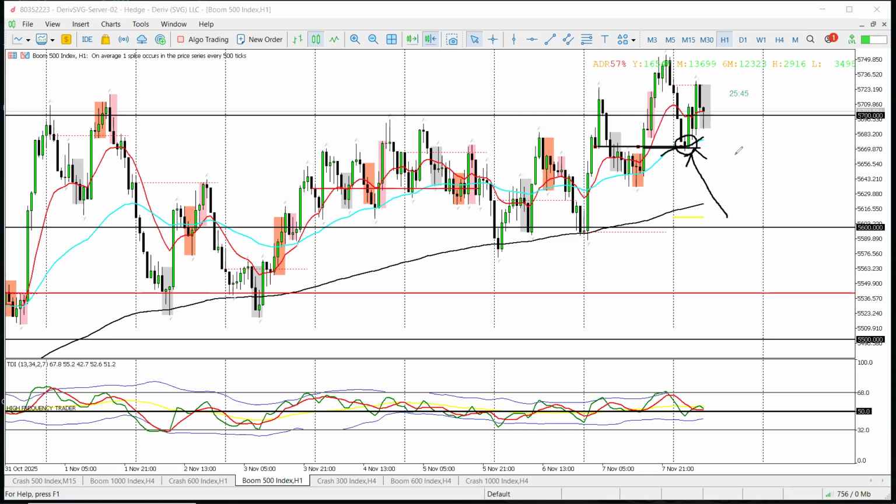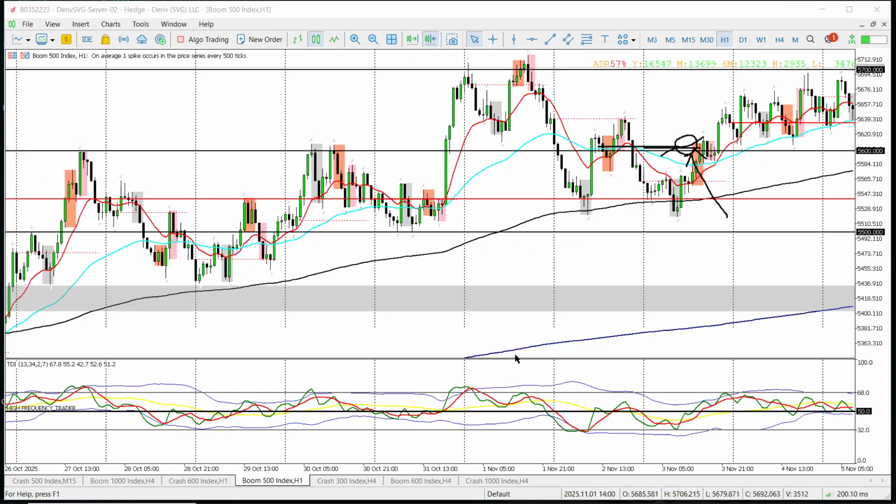You get it? So it's all about marking your charts, marking your zones, and waiting for price to get to that zone, then seeing what price does, then executing your trade. You're not just trading randomly. It's all about patience, patience, patience.